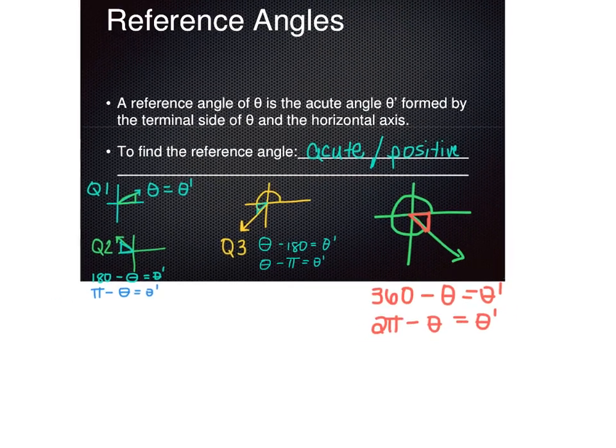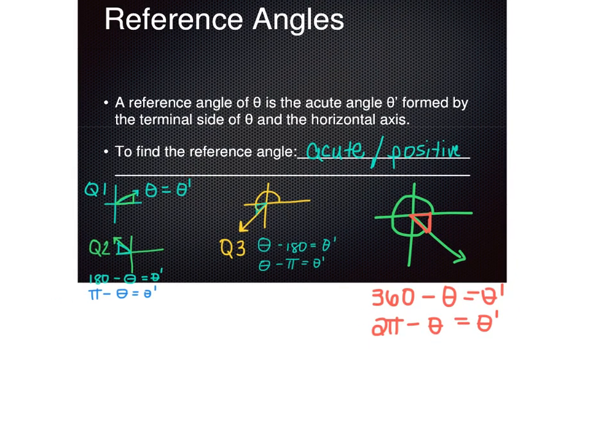Okay? You have to remember those things. The calculation is either 180 minus the angle, the angle minus 180 or pi, or 360 or 2 pi minus the angle. That's it. The math behind this, the computation, is not hard, but you're going to have to reference what quadrant we're in and that sort of thing.